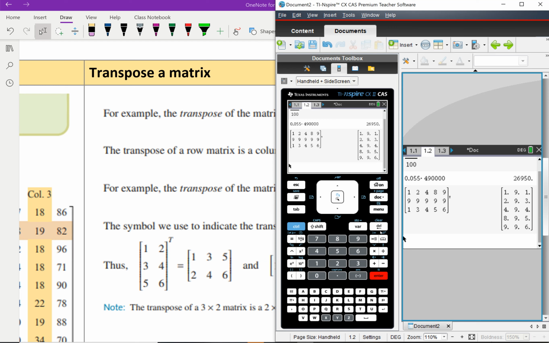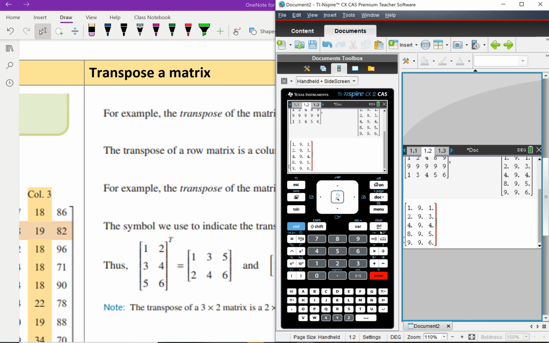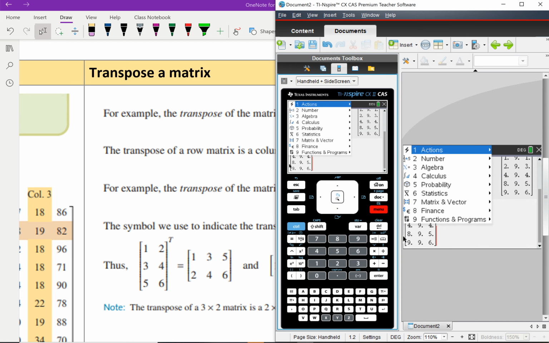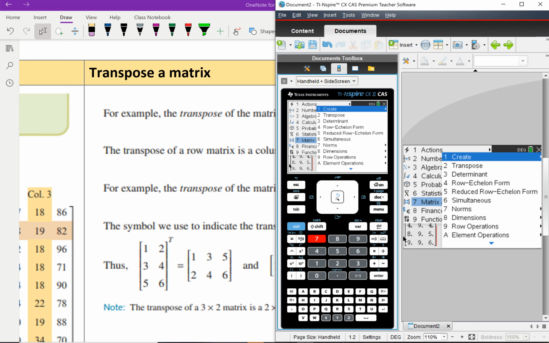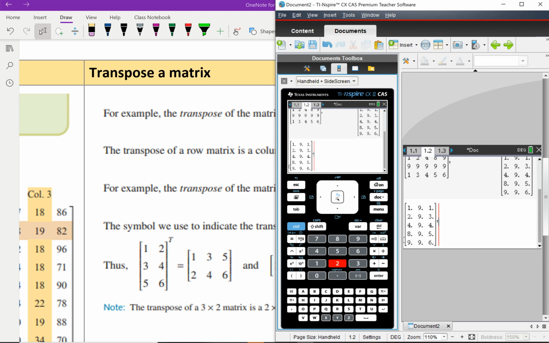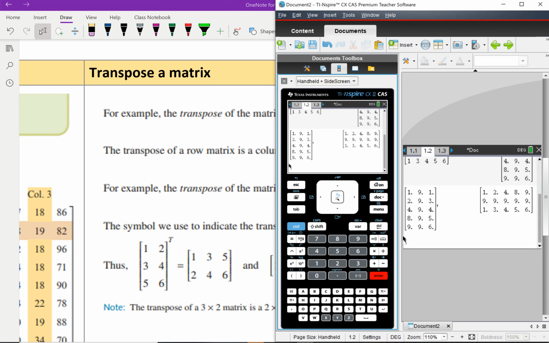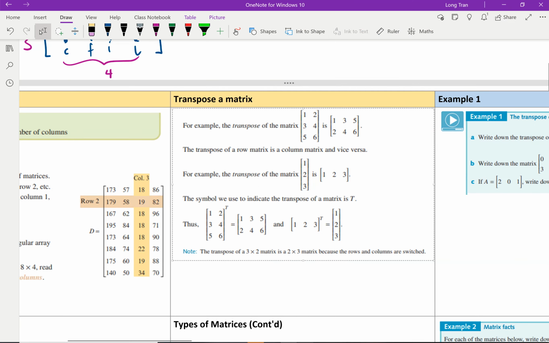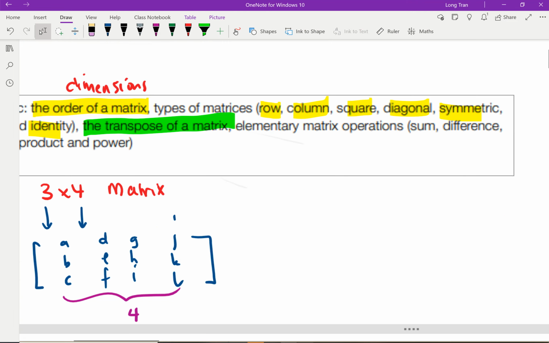Or you can do what Matt was saying before. You can simply go to, and this is how I do it as well, I just simply go to menu matrix, which is 7, and then transpose is 2. So menu 7 2 does the same thing. Okay, so you've got 2 ways to transpose there. So that's one thing to keep in mind. So that ticks off how to transpose a matrix.